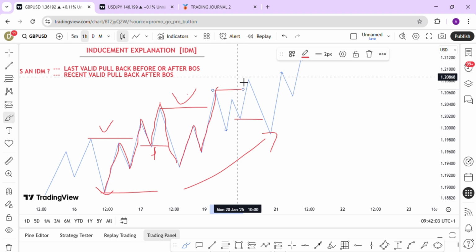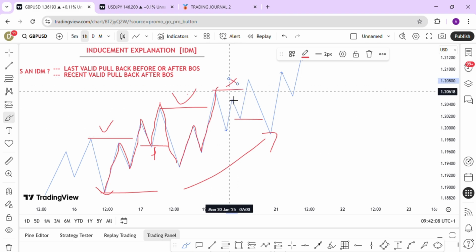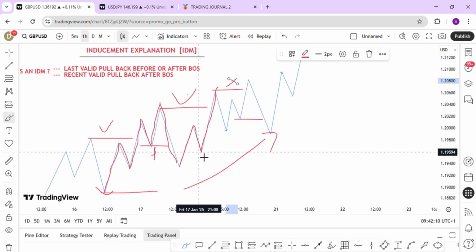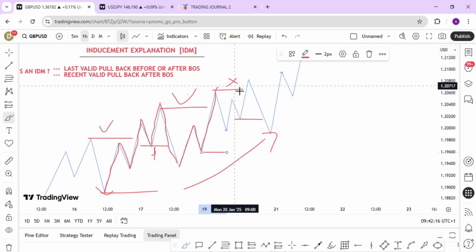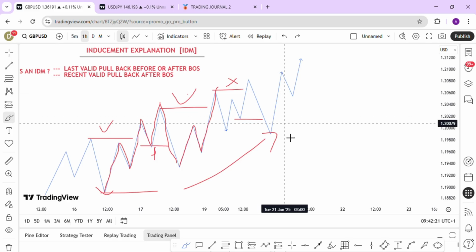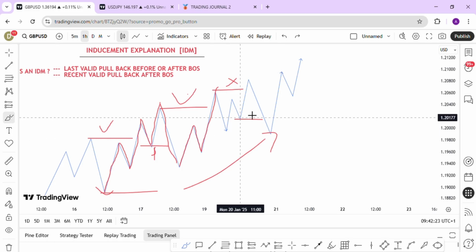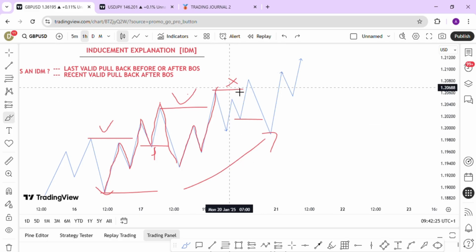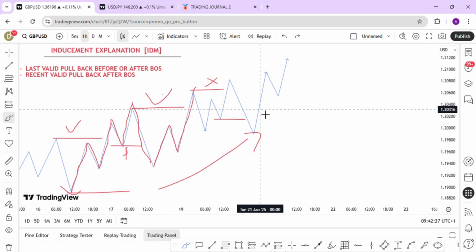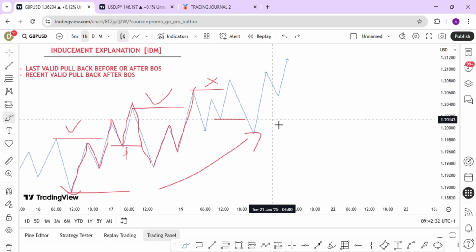This is not a break of structure. Why? I will explain that in the next video, because you refuse to take out inducements. Assuming that it comes down and takes out this inducement, then we can classify this as break of structure. That's where a lot of people get trapped and get it wrong. So in this situation, this is not a valid break of structure, because break of structure also has its own characteristics that make it valid.